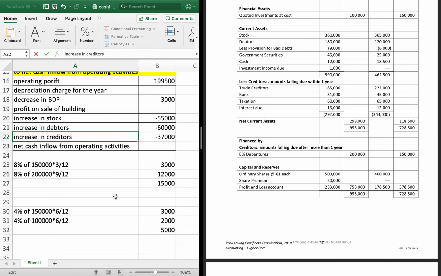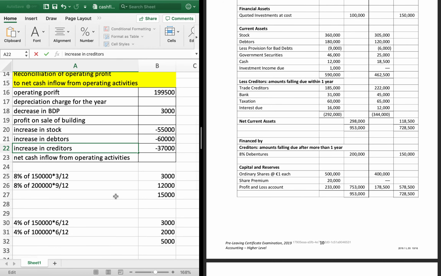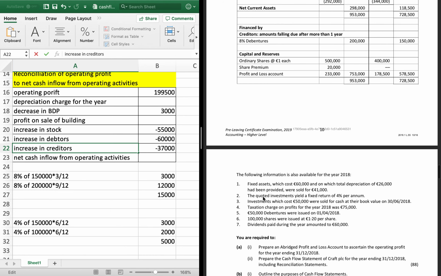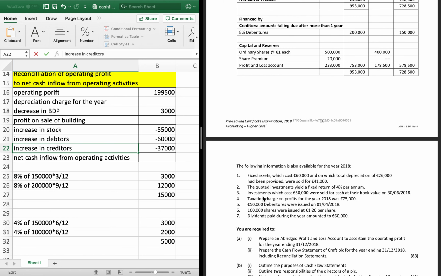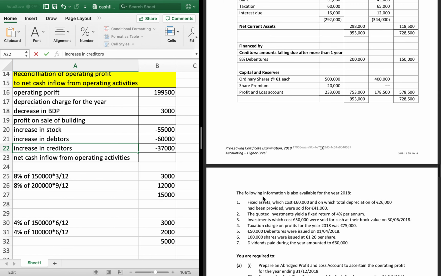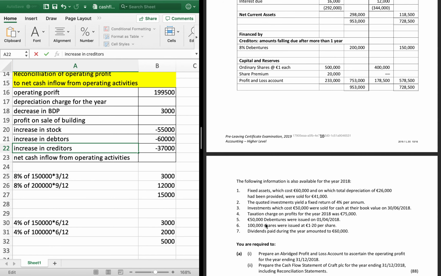So anyway, the profit on the sale of buildings and the depreciation for the year. So we'll have a look and see what it says. Could be any old reason for the depreciation for the year. Sometimes it gives it to you. Fixed assets were sold, with a total depreciation had been provided for, were sold for 41,000. Well, that's going to be the profit. So I'll do that now while I'm here.